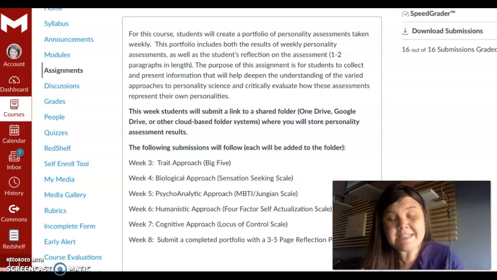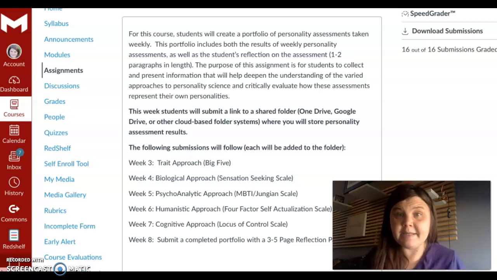So last week we did the Big Five. Most of you were familiar with the Big Five or were really able to take that and analyze it and think about it. It's pretty straightforward, and one of the reasons we start with that is it's one that students don't struggle with too much. As we move in, some of these get a little trickier, and this week's, the biological approach, is one of those.